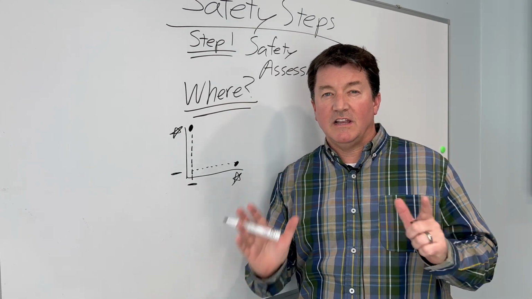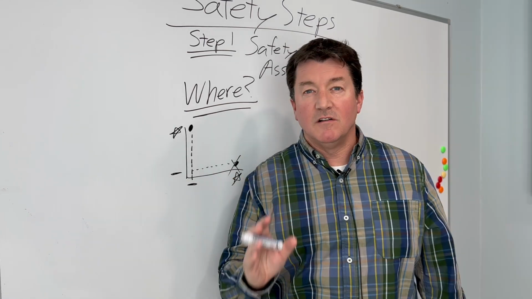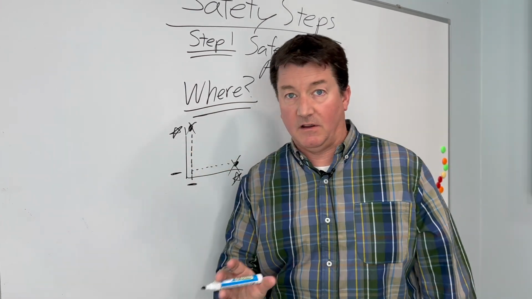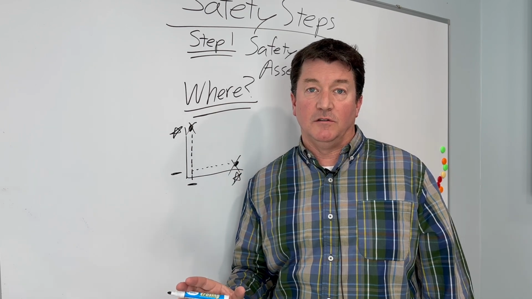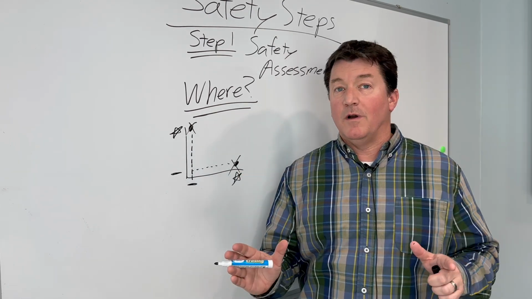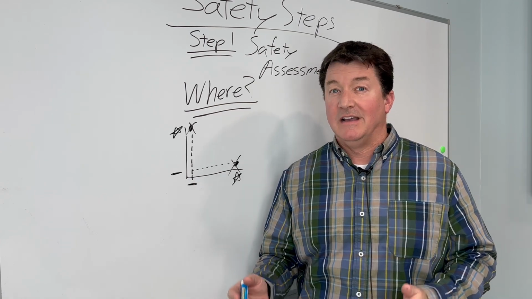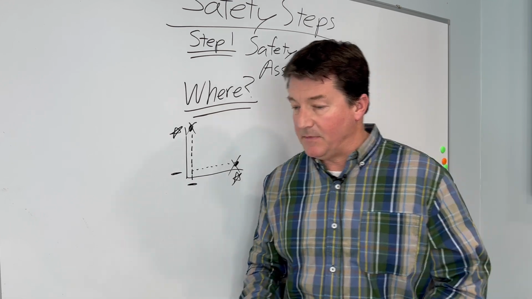So we want to understand, where is someone most likely to get hurt? That's this one. Where is someone most likely to get seriously hurt? That's this one, okay? Identify that. That's one of the most important things you can do, and it's a great way to understand where you need to focus your attention. A safety assessment is the first step. So that's step number 1.